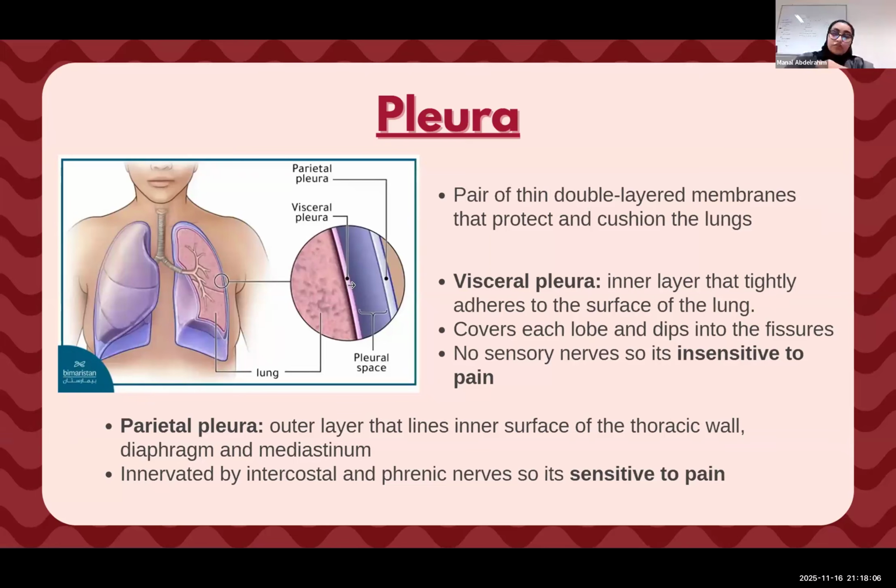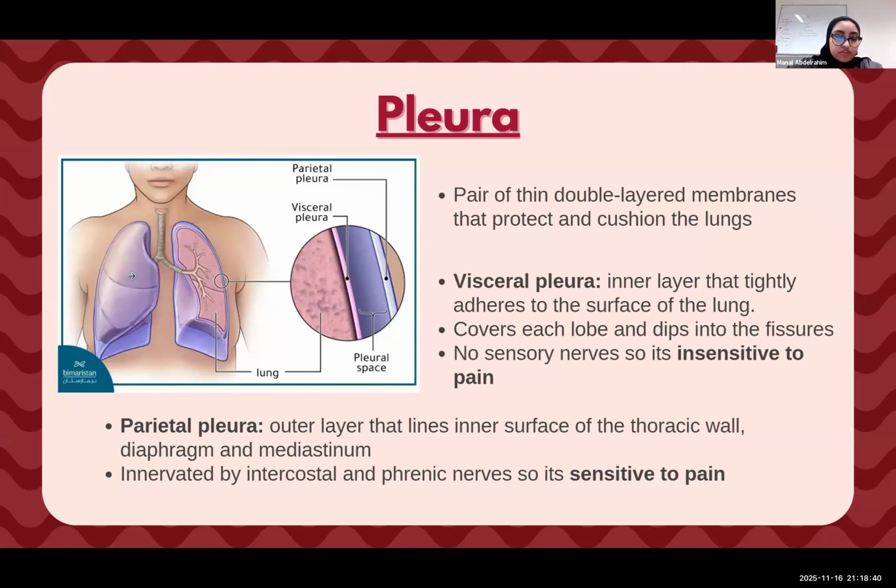Okay. So the pleura is basically a pair of double layered membranes, and they're very thin, and they're basically protecting and cushioning the lungs. It's kind of like the heart. We had something very similar to it. But here we have the visceral pleura. It's going to be very attached to the lung surface, and it covers each lobe, and it also goes into the fissures. So every surface of the lung is going to be covered by a visceral pleura. Now, this one does not have any sensory nerves, so it's insensitive to pain. It does not feel anything.